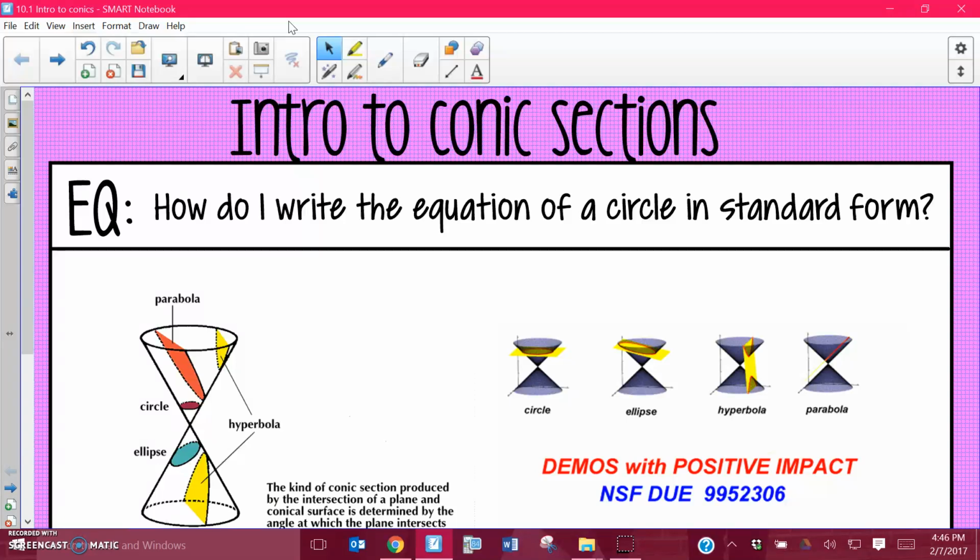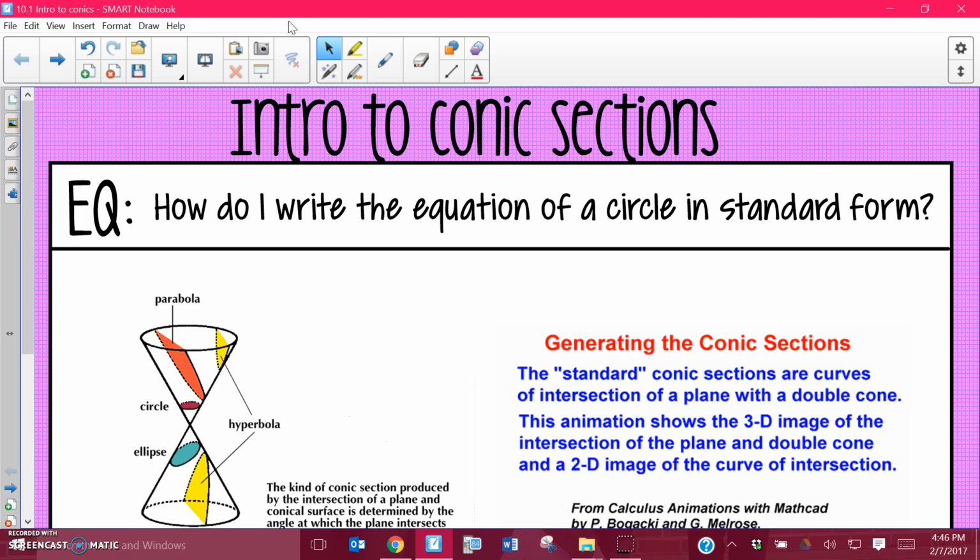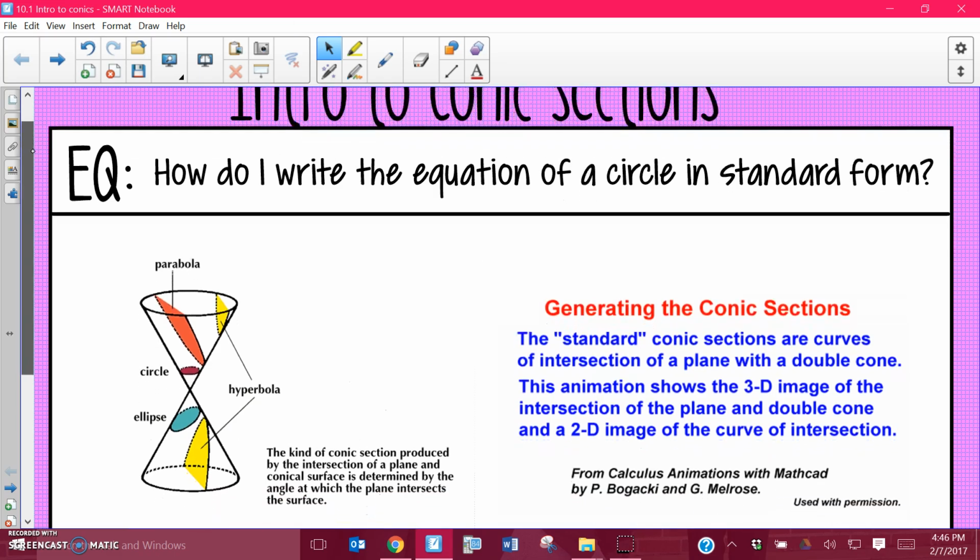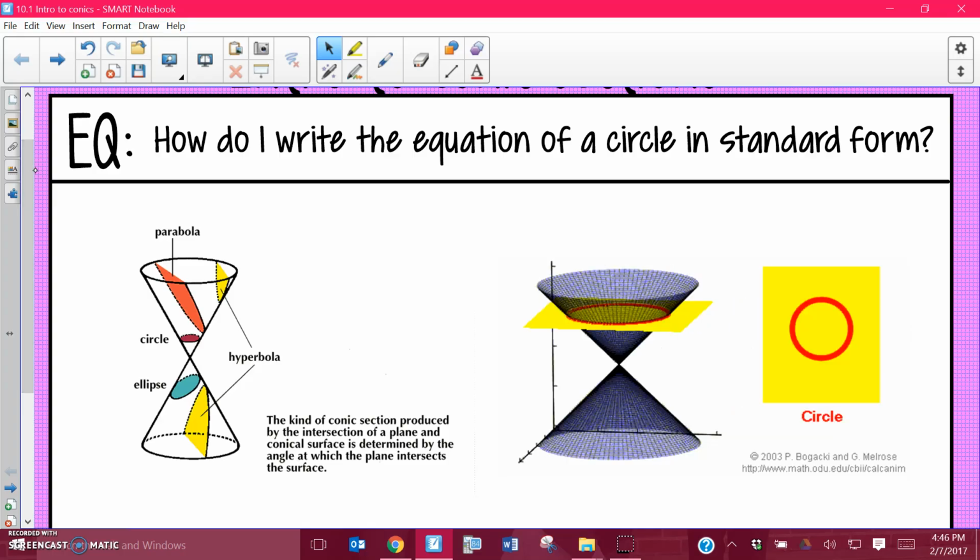Guys, today we're going to talk about something brand new, and that's called a conic section. A conic section is simply taking two cones and stacking them on top of each other, and then taking a plane, which is basically like a sheet of paper, and cutting through the cones with our piece of paper.